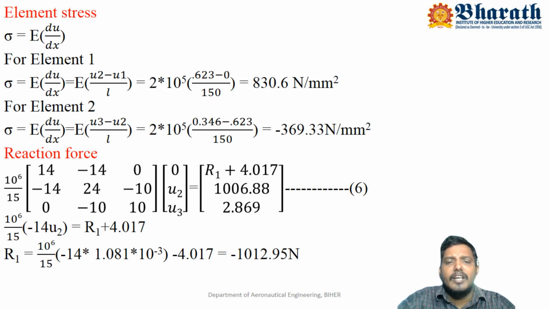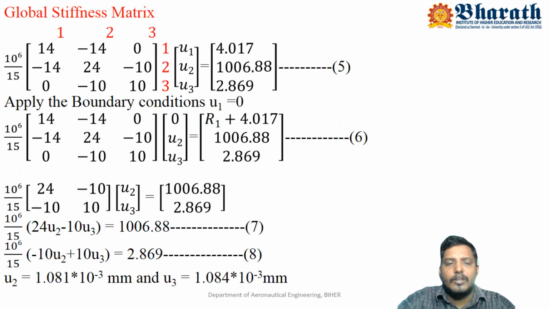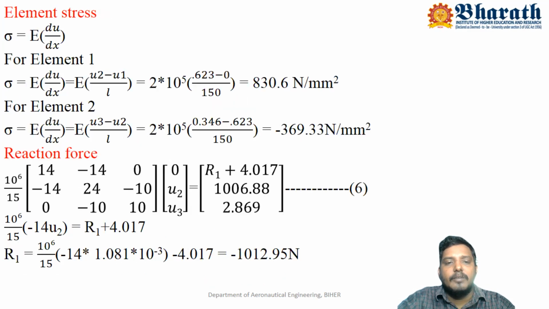The same way we have to calculate the element stress for element 2 also. I forgot to tell you, we have to substitute U2 as well as U3 with these values, 1.081 into 10 power minus 3 millimeter, and U3 also 1.084 into 10 power minus 3 millimeter. Only we have to substitute. This is a previous problem value. We have to substitute the exact values we obtained from the previous slide. The same way you have to calculate the reactive forces from equation number 6.